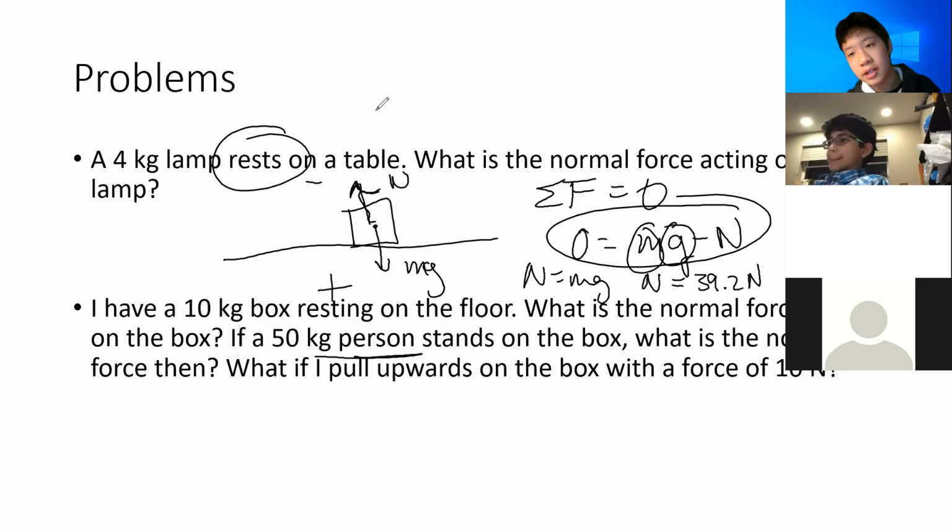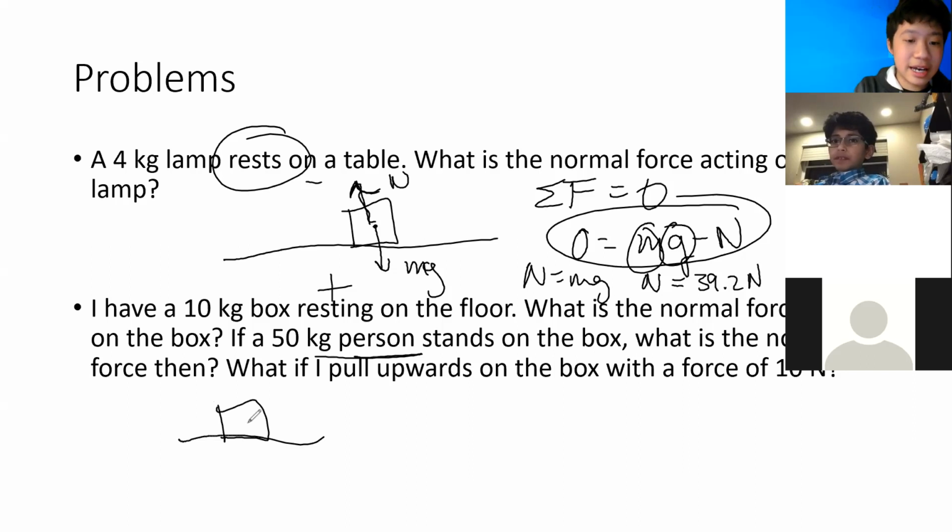The second one has a few more steps. I have a 10 kilogram box resting on the floor. What is the normal force acting on the box? This box is just sitting here. Again, I have an mg pulling it down and a normal force pushing it up.